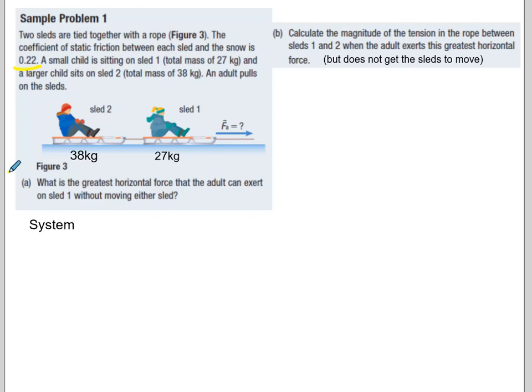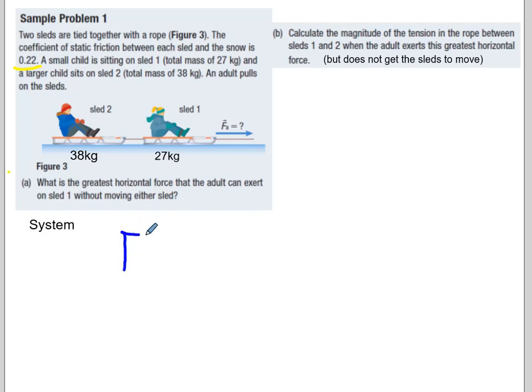A small child is sitting on sled 1, total mass of 27 kilograms, and a larger child sits on sled 2, 38 kilograms. An adult pulls on the sleds. So first question is, what is the greatest horizontal force that the adult can exert on sled 1 without moving either sled? We're going to view this as a system problem.